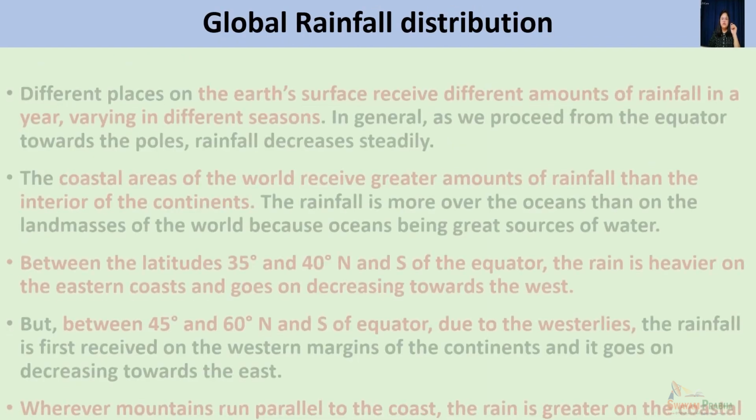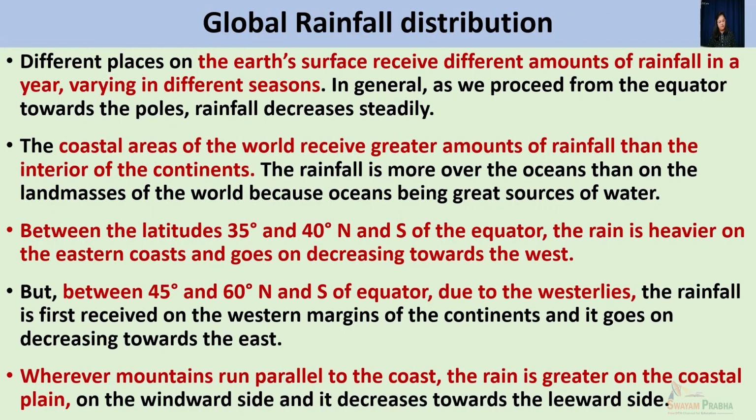Coming to the global distribution of rainfall, different places on Earth's surface receive different amounts of rainfall in a year, and that too in different seasons. In general, as we proceed from the equator towards the pole, the rainfall decreases steadily. The coastal areas of the world receive a greater amount of rainfall than the interior of the continents, because the air picks up moisture from the oceans and then they cause heavy rainfall along the coastal areas, and once they enter into the continental interior, that moisture is lost in the air, causing less precipitation.